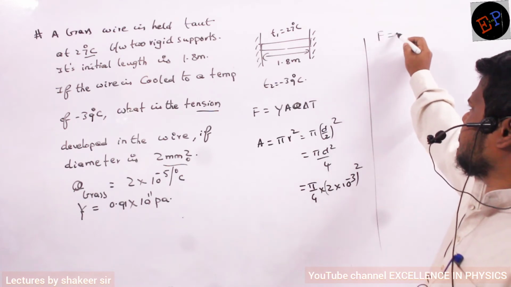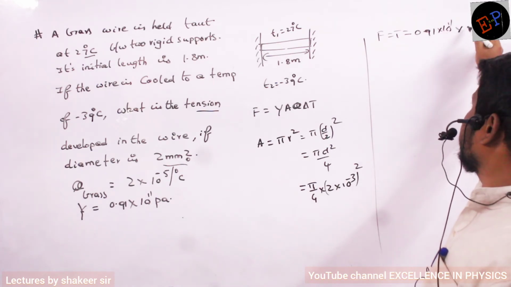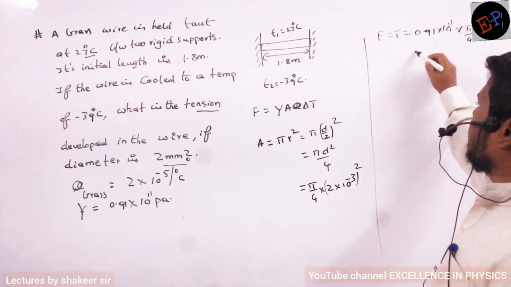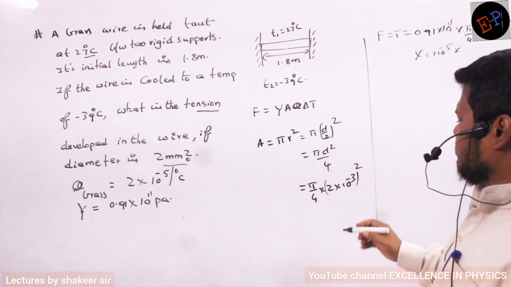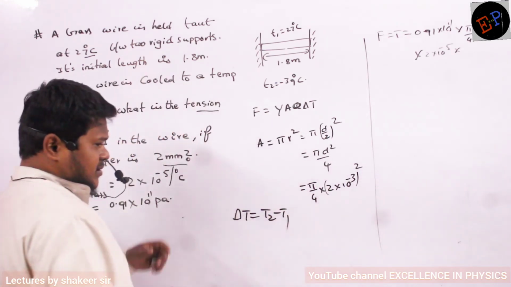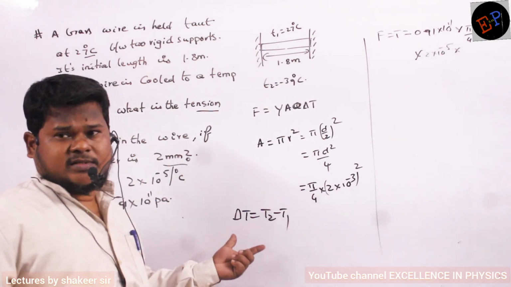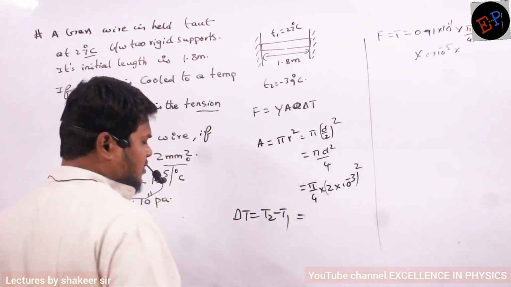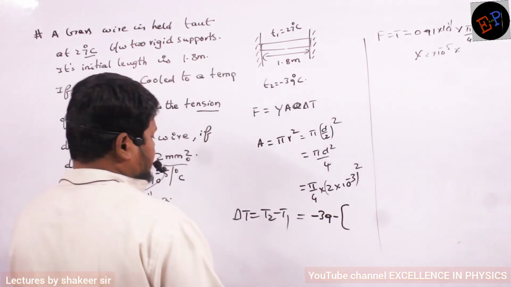So therefore the tension developed is equal to Young's modulus, which is 0.91 into 10 power 11, times the area, pi by 4 multiplied by 2 into 10 power minus 3 whole square, multiplied by the alpha value 2 into 10 power minus 5, multiplied by the change in temperature. Change in temperature I will calculate here. Change in temperature is nothing but final temperature minus initial temperature. You can write in Celsius also, no problem, because we are discussing the change. The change is the same in Celsius and in Kelvin. Yesterday only we studied this. So since we are considering changes, you need not convert again into the Kelvin scale. What is the final temperature? Minus 39, minus the initial temperature, 27.